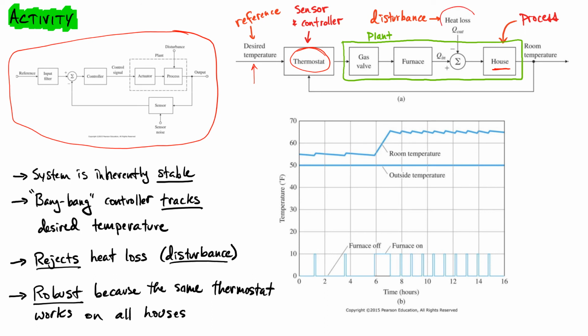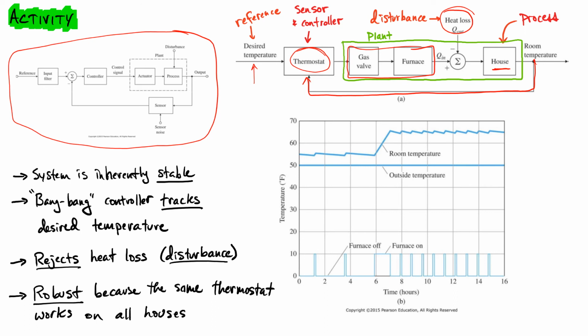And that's modeled by this disturbance that we're getting. So this disturbance is the heat loss, and the actuator is the combination of the gas valve and the furnace. So that injects heat into the house. And then, of course, the sensor is reading the actual room temperature, and that sensor could also have some noise, and we haven't put that into the model here, but you could have put that in there.